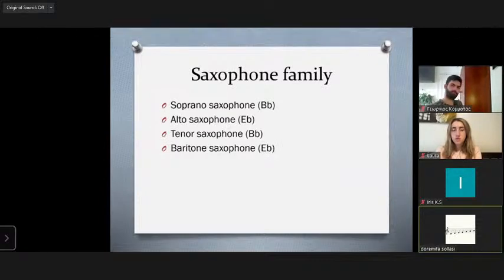Okay, now we start with the saxophone family. I play the alto saxophone, so if you have any particular question about the saxophones, you can ask me and I will try to answer.